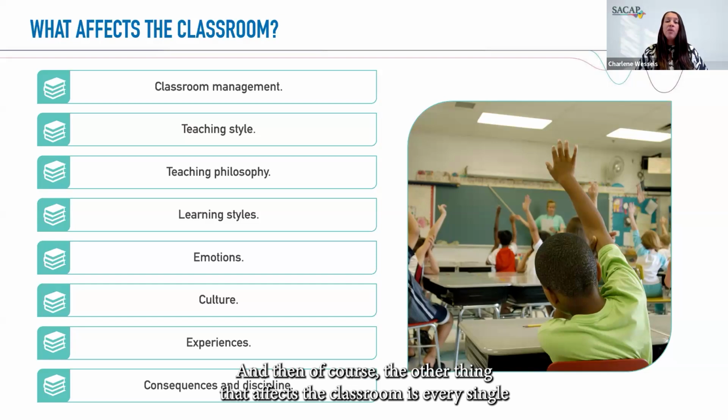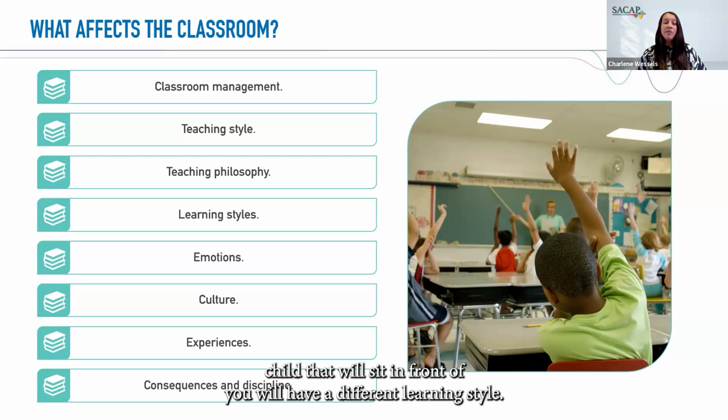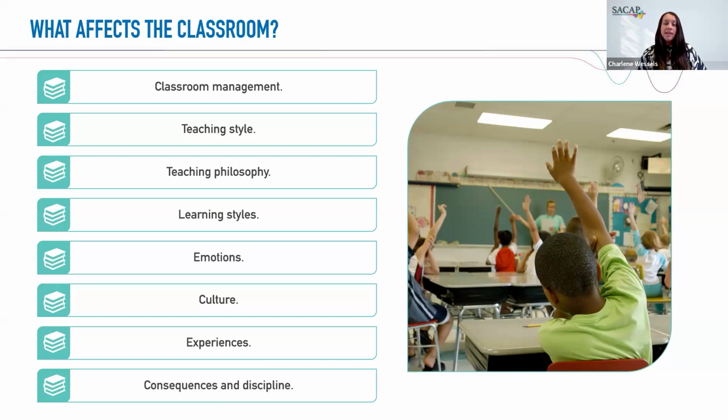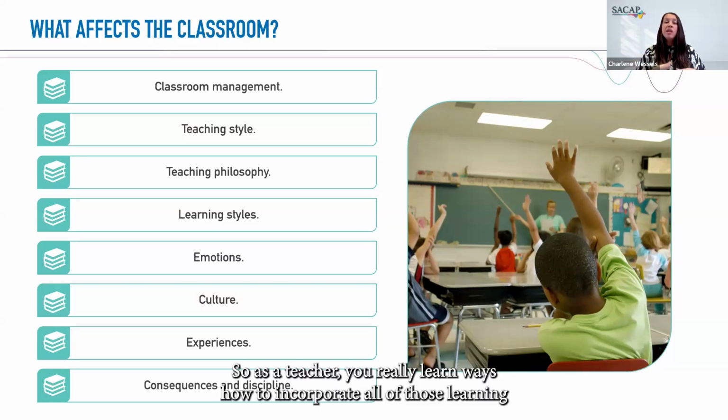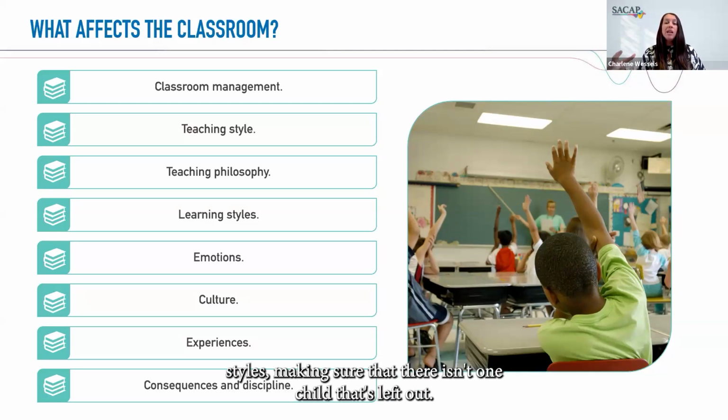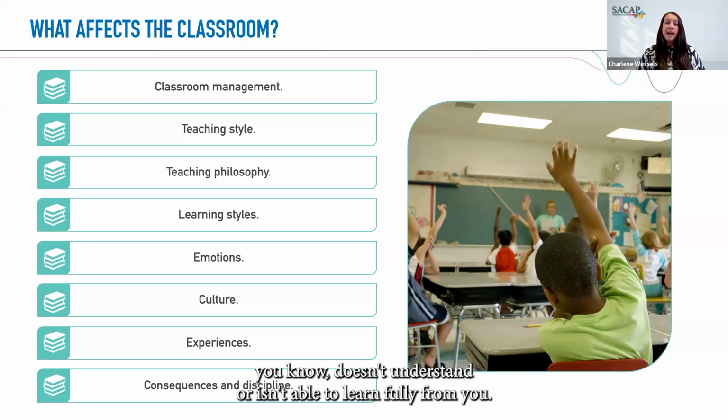And then, of course, the other thing that affects the classroom is every single child that will sit in front of you will have a different learning style. Some of them like learning visually. Some of them like learning by hearing. So as a teacher, you will really learn ways to incorporate all of those learning styles, making sure that there isn't one child that's left out. There isn't one child at the back of the class that doesn't understand or isn't able to learn fully from you.